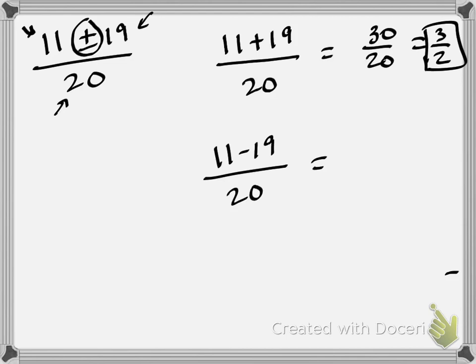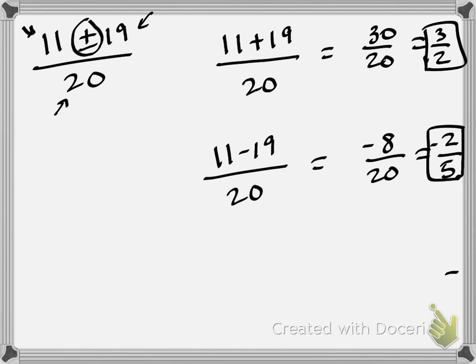And 11 minus 19 is negative 8 over 20. That reduces to 2/5, and that's negative. So it is possible to have fractions, okay?